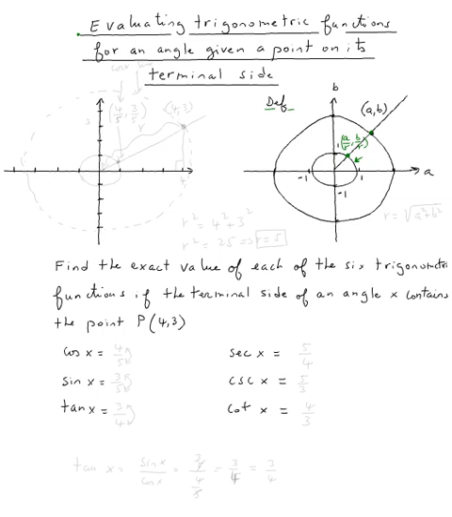Alright, so let's try to do this example. Find the exact value of each of the 6 trigonometric functions if the terminal side of an angle x contains a point (4, 3). So first of all, (4, 3) will be here. This is 4 and this is 3. So we're looking at, well, let's just draw a line. All we're interested in is the unit circle. This is the unit circle. See, the radius is 1.